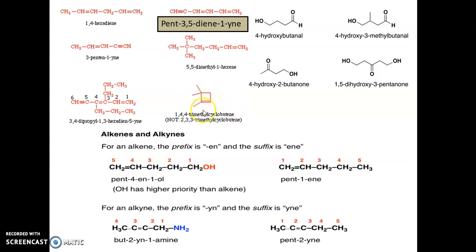Now, what are the positions of these side chain methyl groups? You have to start the numbering from this side, 1, 2, 3, 4. Okay, so 1, 4, 4. These two methyl groups are on carbon number 4. So 1, 4, 4. How many methyl groups? 3 methyl groups. So trimethyl. Okay, 1, 4, 4-trimethyl cyclobutene. 3 methyl groups are there, so trimethyl, and it is cyclobutene. Okay.